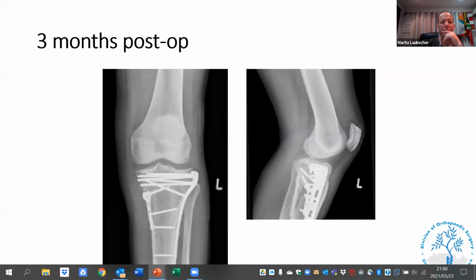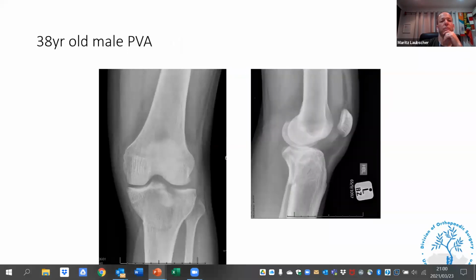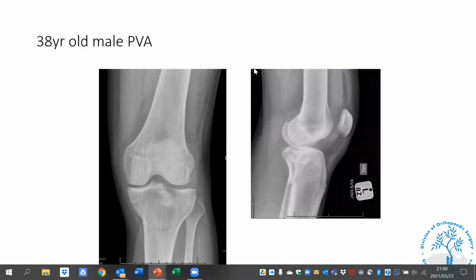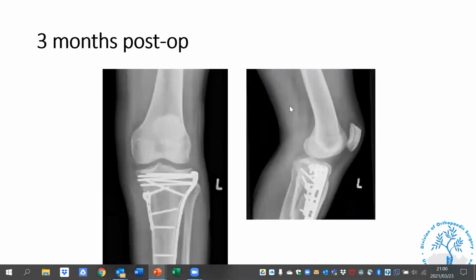And this is the post-op X-ray. Okay, let's see who. Maritz, it's Bayanda. Yes, Bayanda. Can I ask a question? Yeah, of course, go for it. Can you hear me properly? There's no echo, we can hear you well.